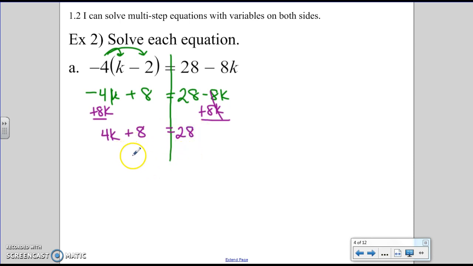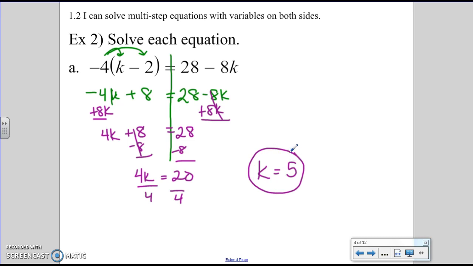From here, we're going to just solve the two-step equation like we've been doing. Subtract 8 from both sides. So those cancel, and you get 4k equals 20, so that we can solve by dividing by 4. So your final answer here is k equals 5. 20 divided by 4 is 5. Now you can plug in 5 on the left side, 5 on the right side, and simplify both of them. They should be equal. If they're not, you made a mistake somewhere.